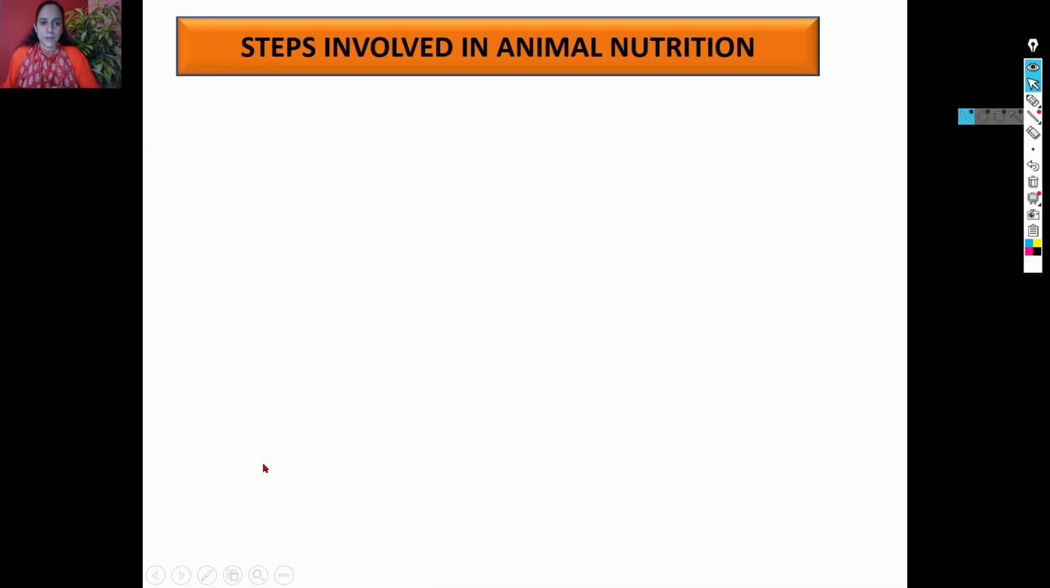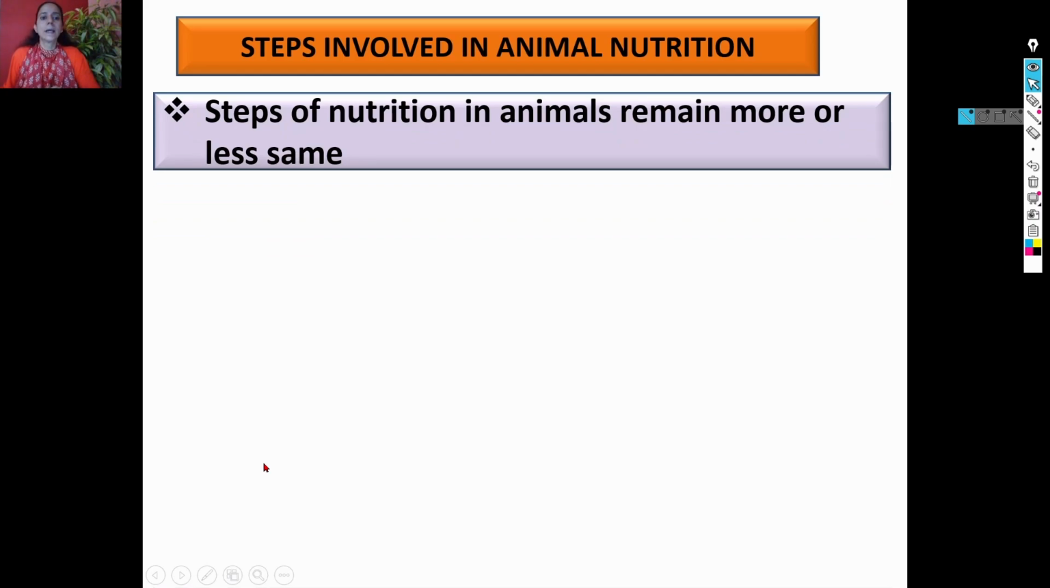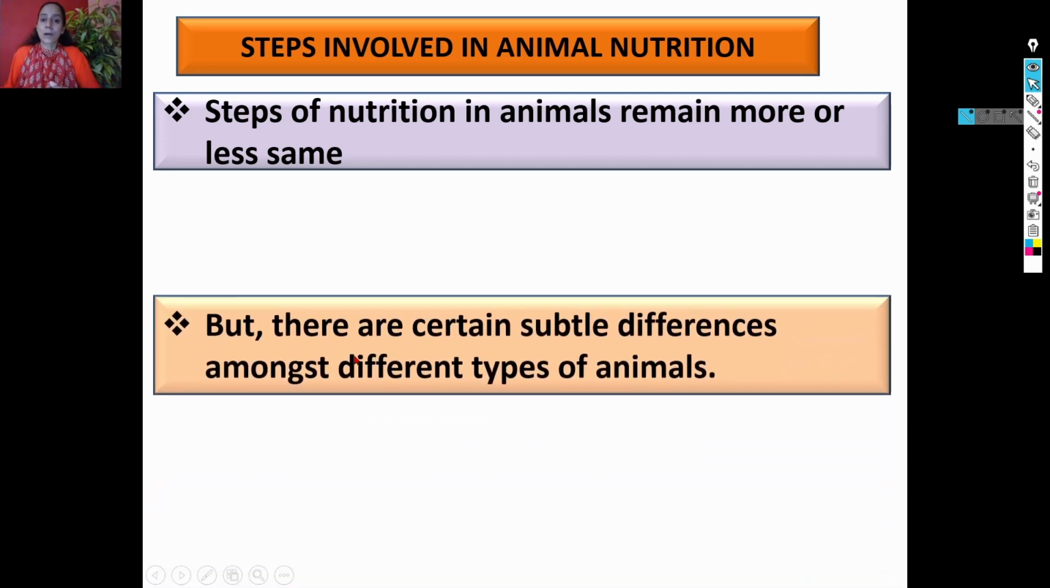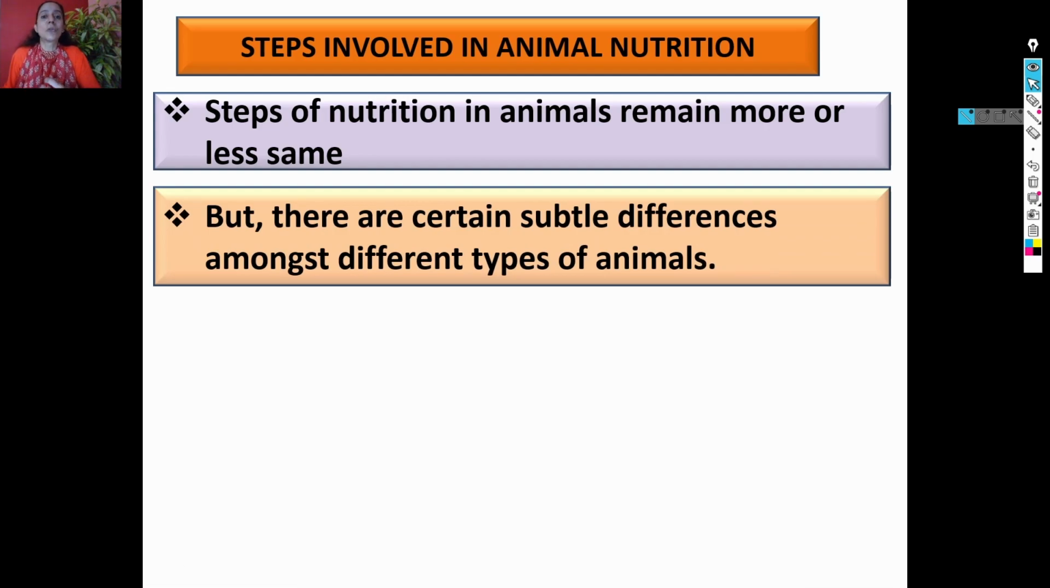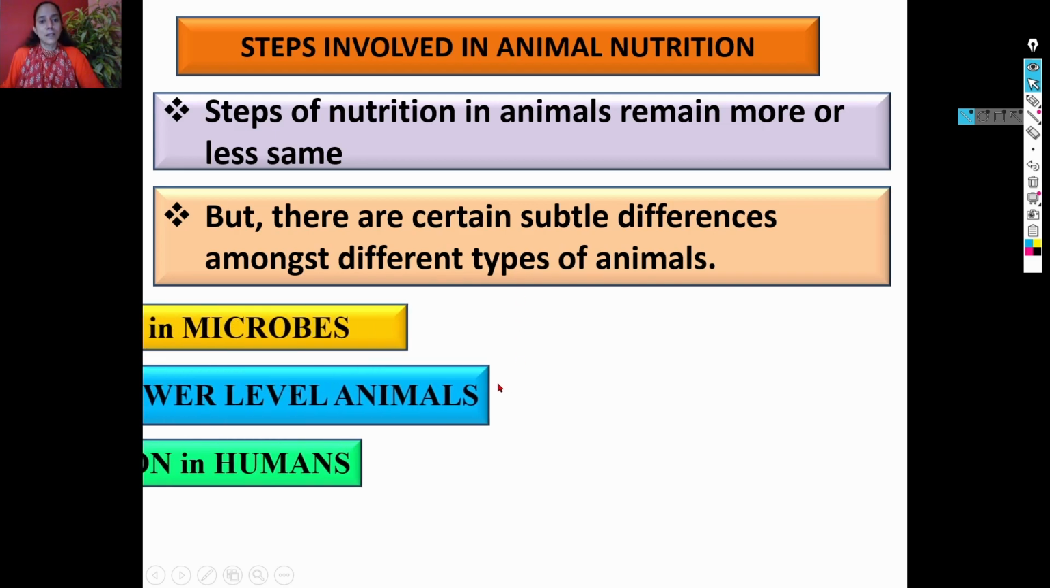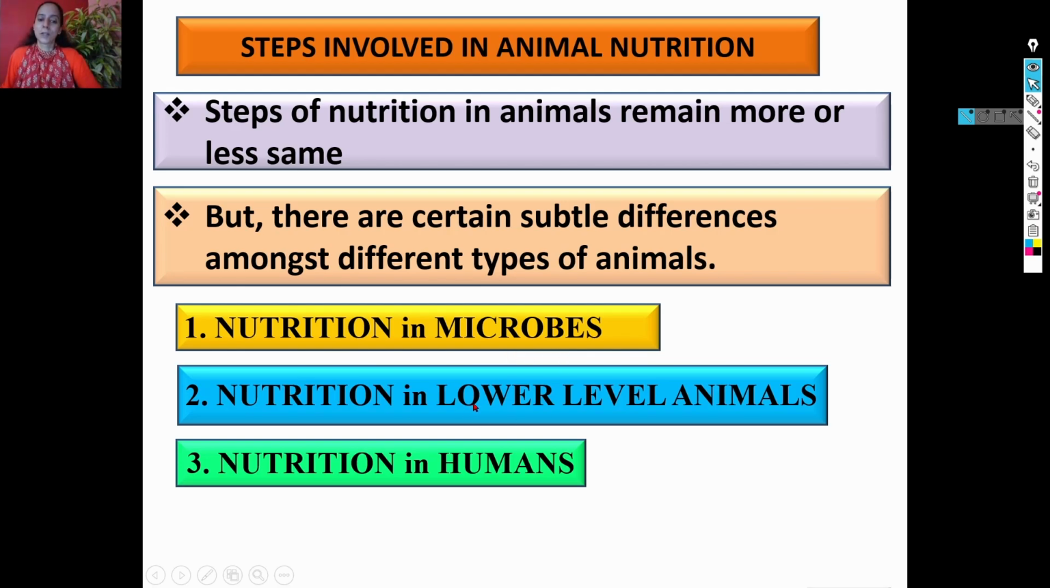Viewers, here I want to apprise you about one more interesting thing: these steps of nutrition are more or less the same in all animals, whether we are talking about a unicellular organism, a hen, chick, pig, or even human beings and insects. But their mode of feeding is not the same. They use different mouth parts to catch hold of prey or food, and we have to study that under 3 subheadings: nutrition in microbes, nutrition in lower living animals, and nutrition in humans.